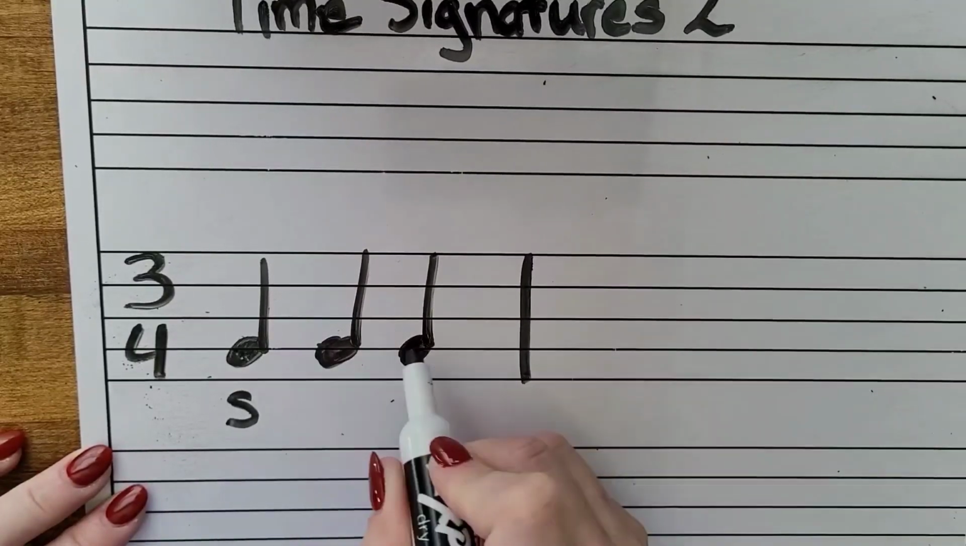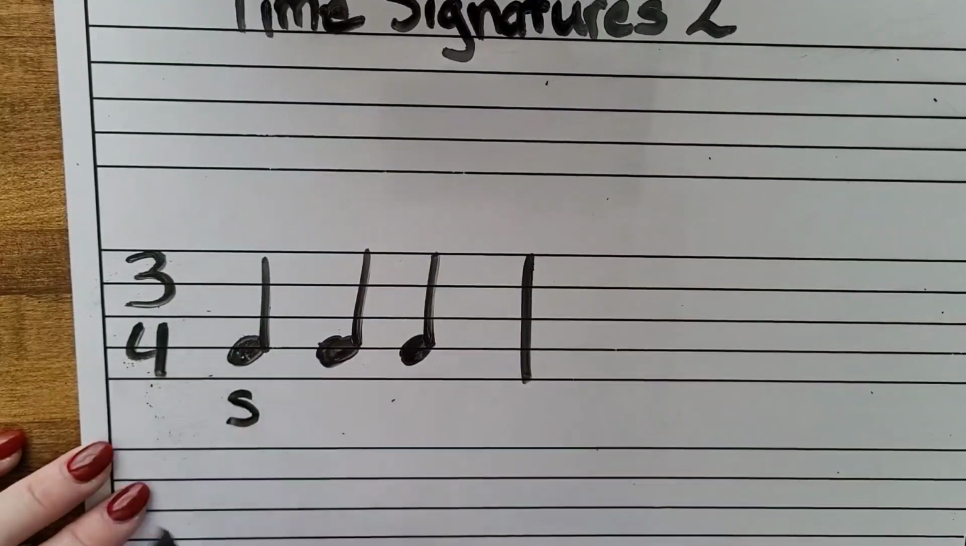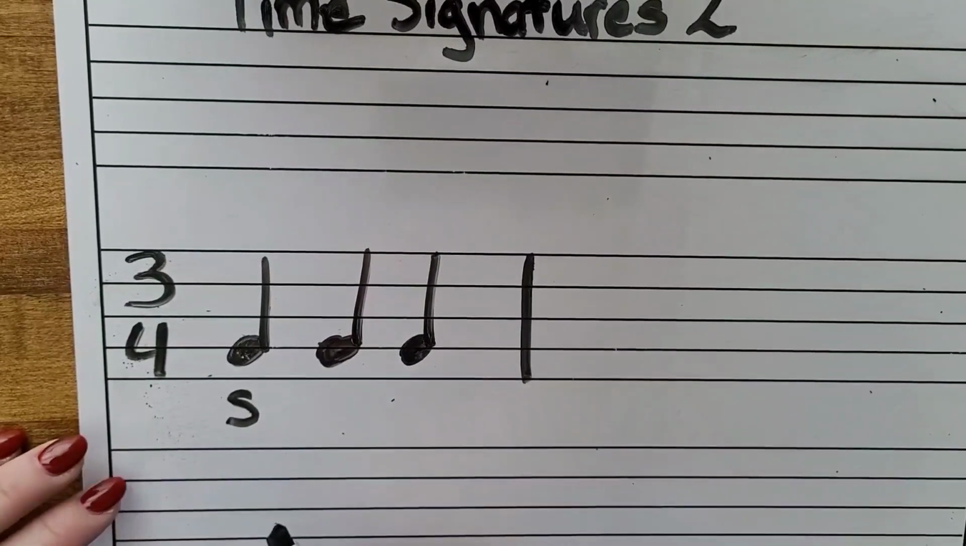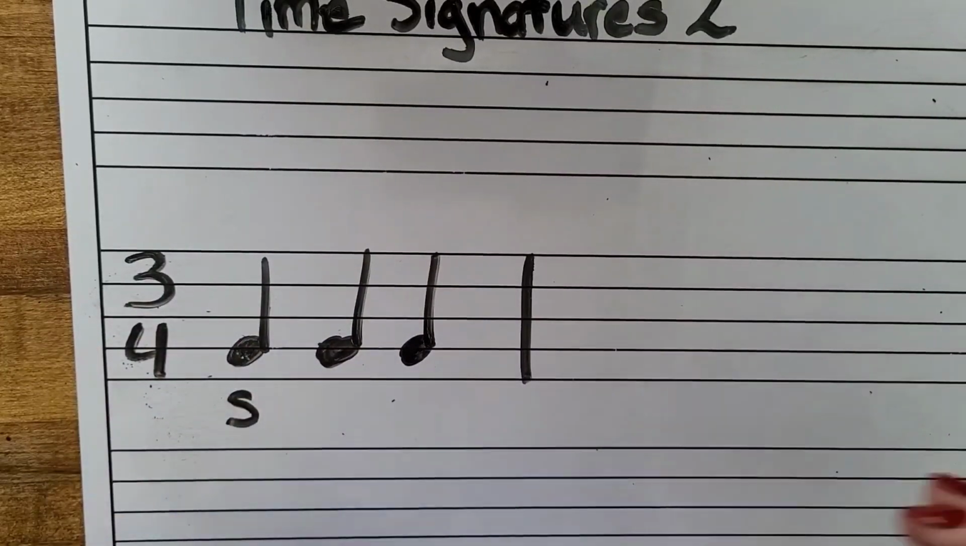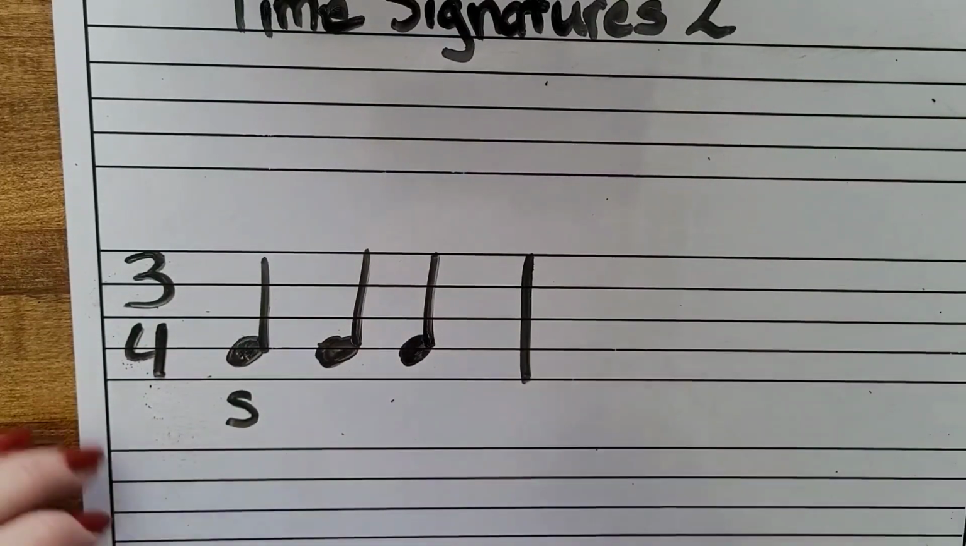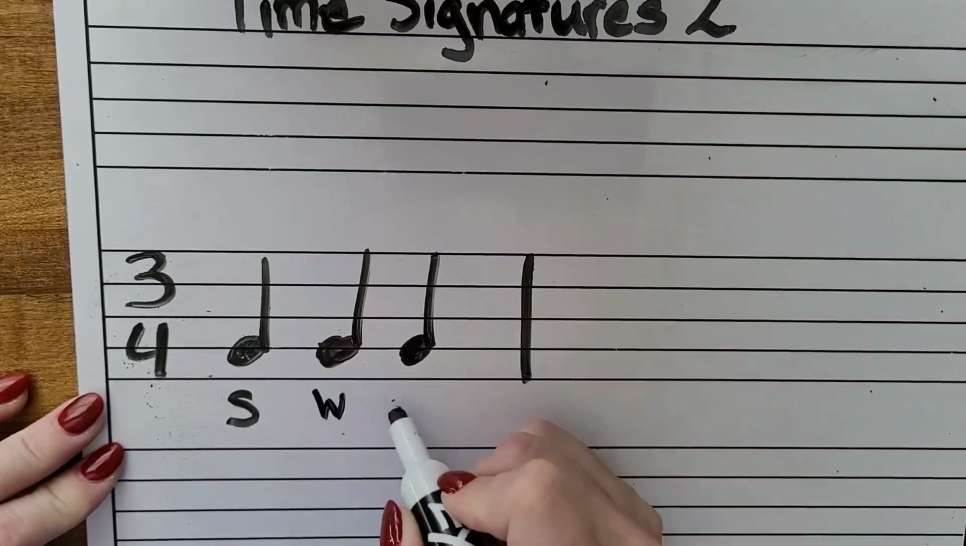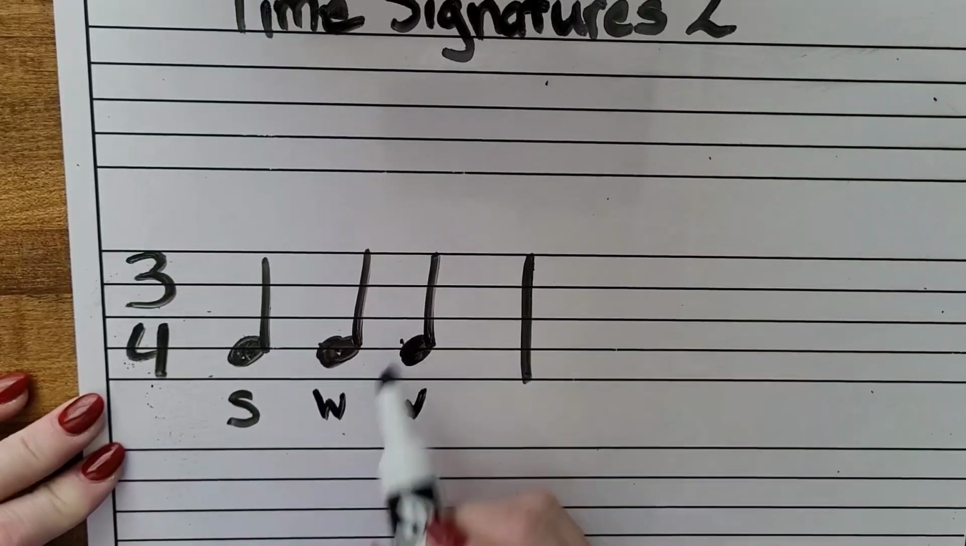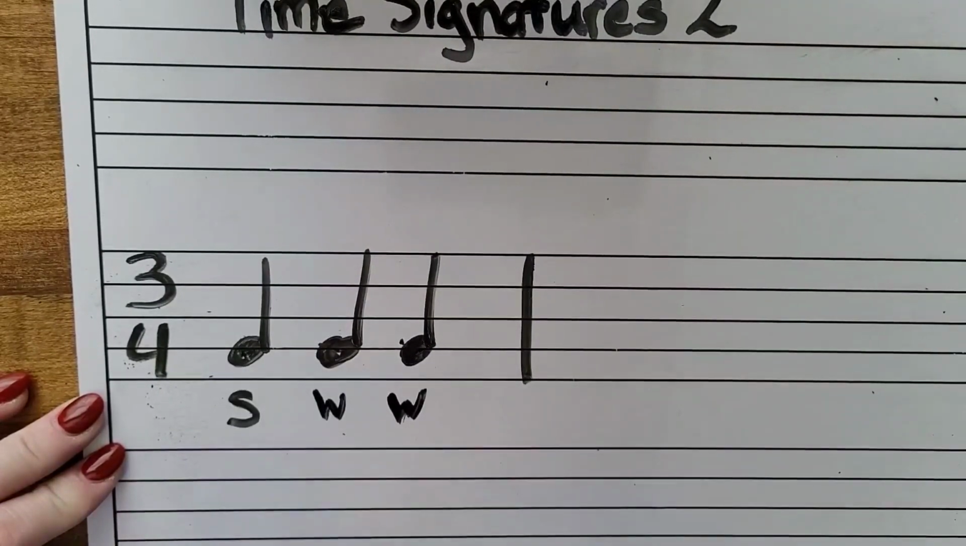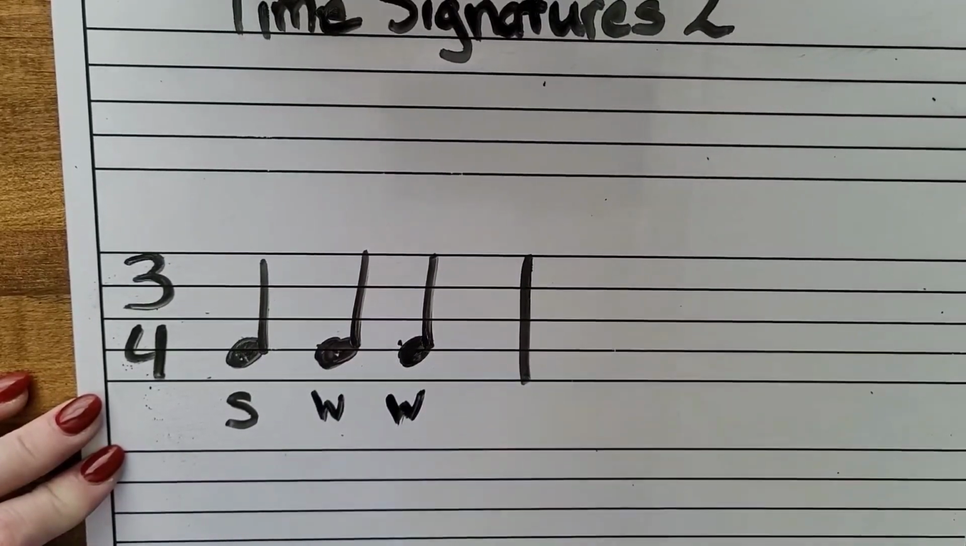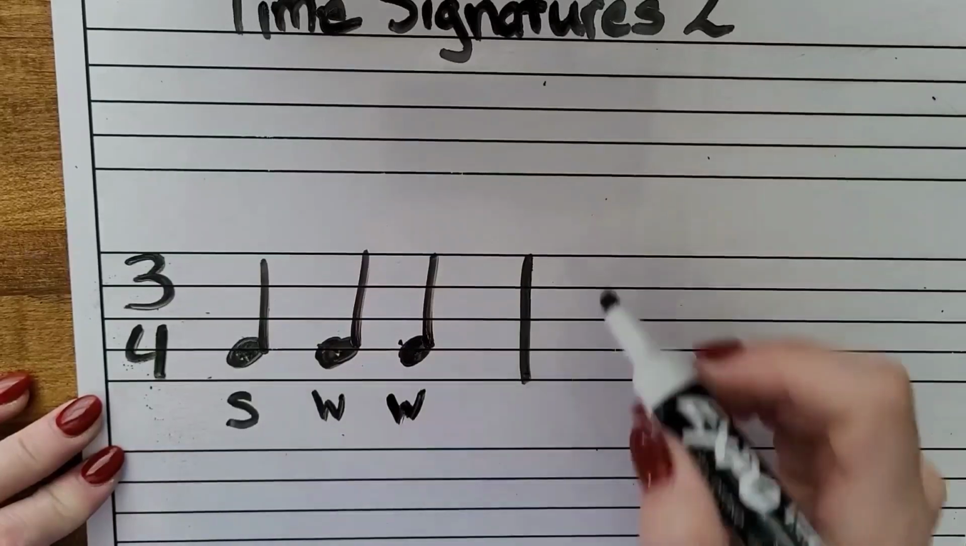1, 2, 3. And that's why you will find 3/4 very often in a waltz. 1, 2, 3, 1, 2, 3, 1, 2, 3. So we have strong, weak, weak. These are our weak beats. Our emphasis is on this first beat. And anywhere you go, the emphasis will be on the first beat.